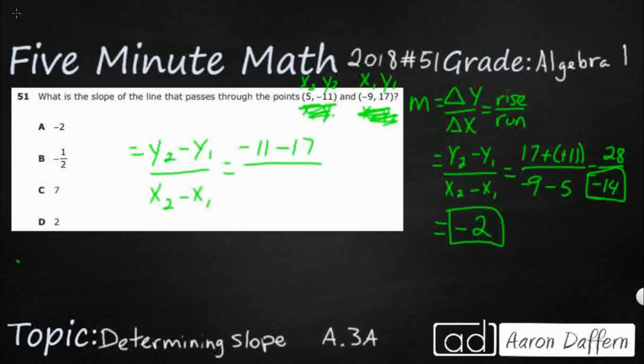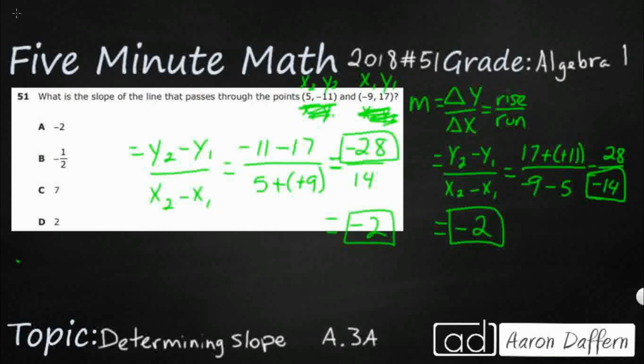And then I've got my x2, so that's going to be 5. And then my minus, and then my x1 is negative 9. So you notice how it was negative 14, but now I'm going to have two negatives, which make a positive. So I've got negative 11 minus 17, right? So that's going to be negative 28. 5 minus negative 9, that's really like 5 plus 9. That's your 14. So you notice the difference here. Now my negative is on top. But at the end, it's still 28 divided by 14, right? So that's still going to equal negative 2.